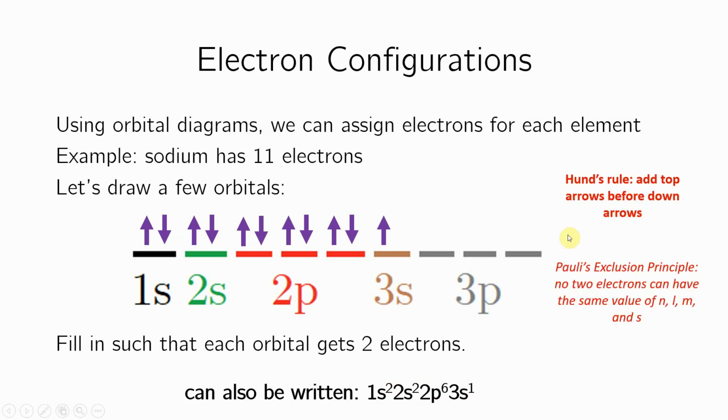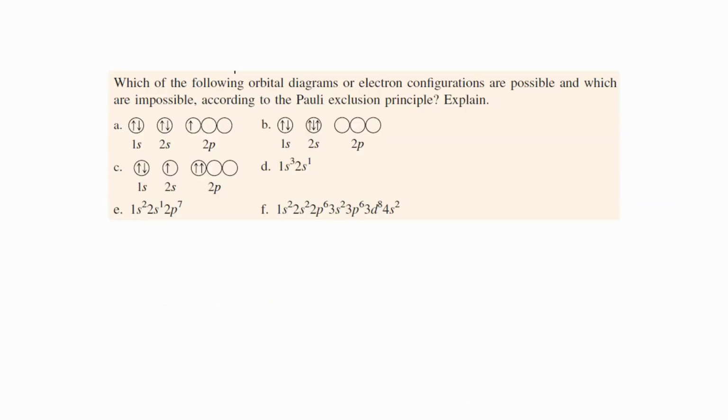Oh, I just mentioned it. Hund's rule says that I have to do all the up arrows first and then the down. So that's called Hund's rule. Pauli's exclusion principle says that I can't have 2 up electrons in the same orbital. That makes no sense because they have this. I can't have 2 electrons have the same exact quantum numbers. That's not allowed. Okay, let's look at an example.